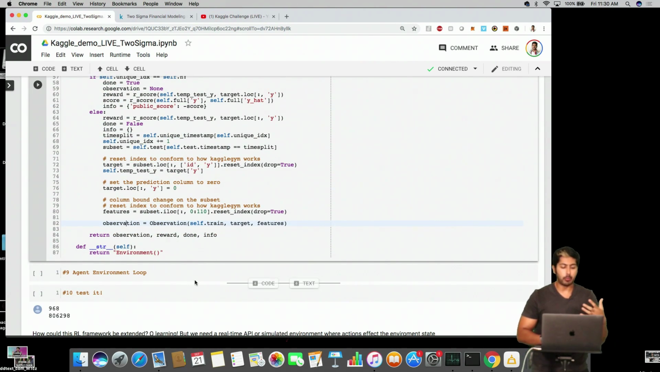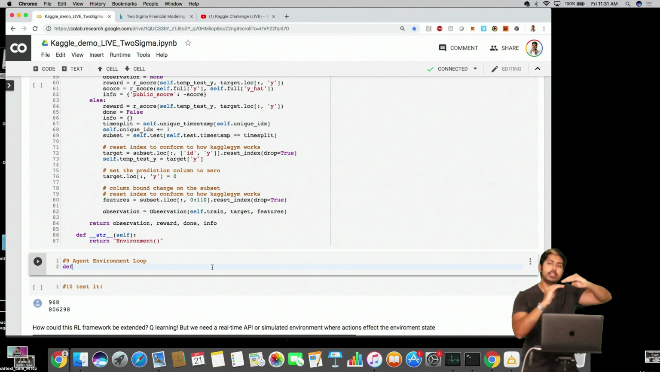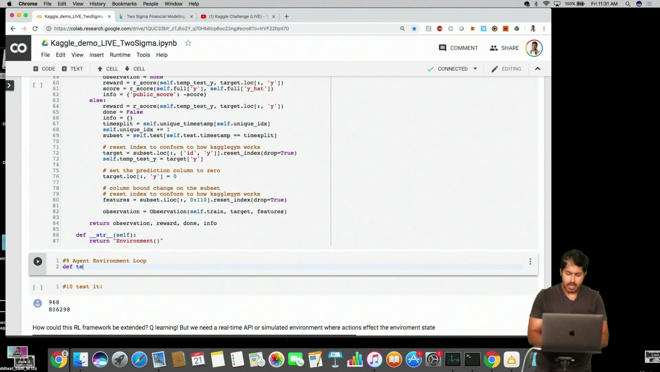So based on that, we can create a policy. So let's write one using this variable. And the reason I pasted it all is because this could be its own Python file, right? Kagglegym.py. Okay, so let's test this out.